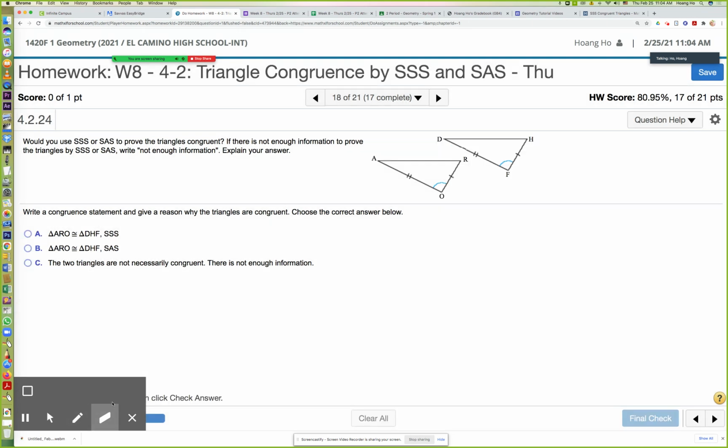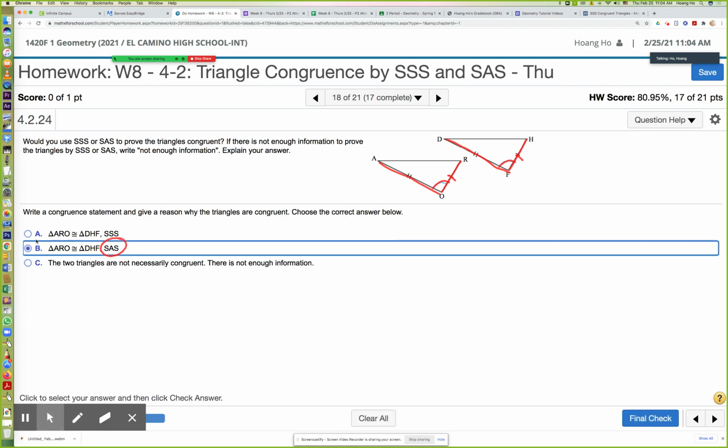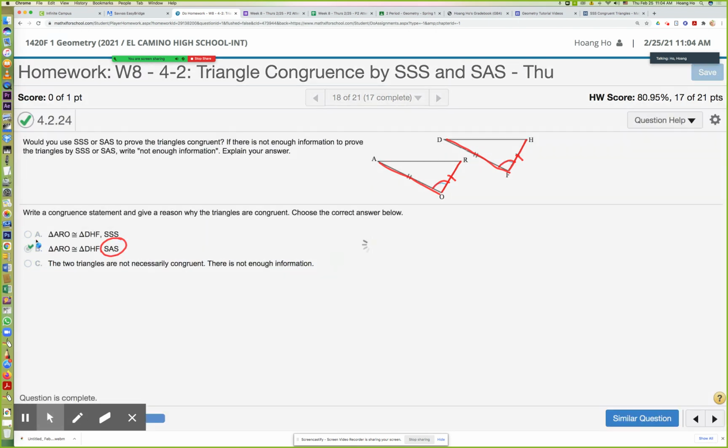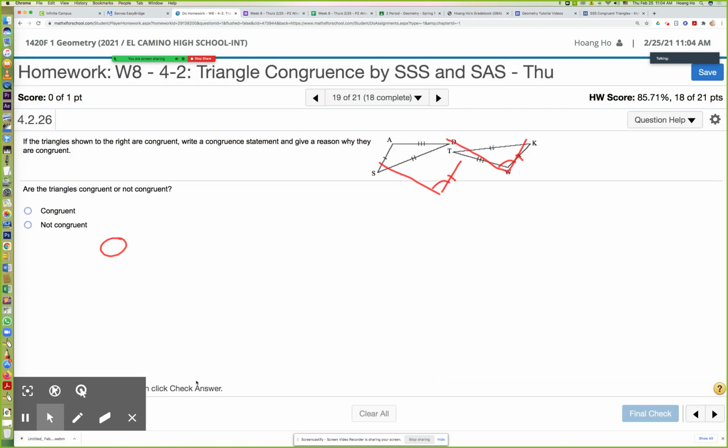18. Oh yeah, it's SAS again. You see one mark goes with one mark, two mark goes with two mark, and the included angle. So SAS. Done. Oh my God, we have so much time.